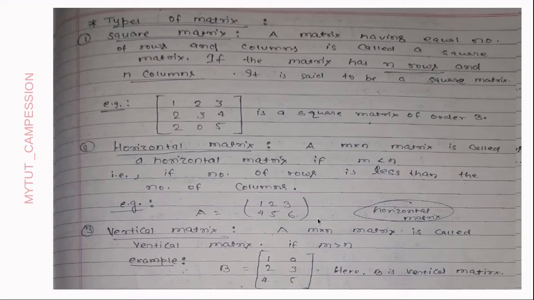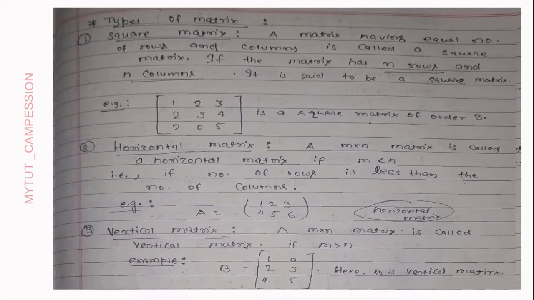Now we will discuss the vertical matrix. What is a vertical matrix? As we discussed above, a horizontal matrix is one that looks horizontal, and an m cross n matrix is called horizontal if m is less than n, that is, if the number of rows is less than the number of columns.